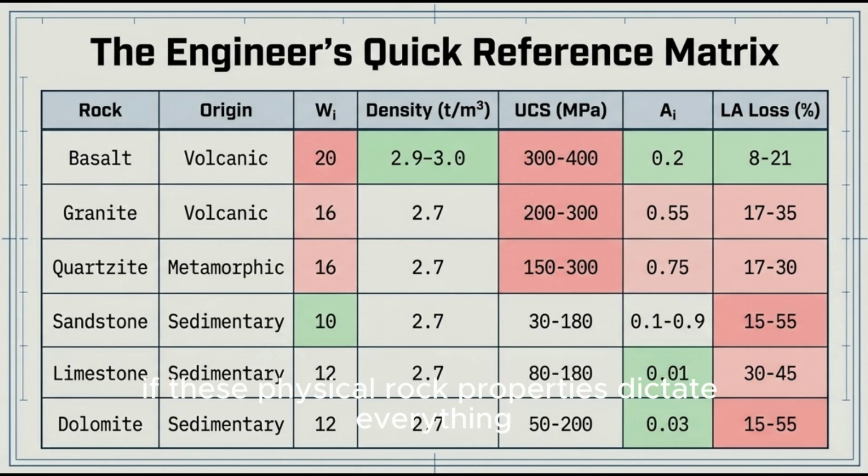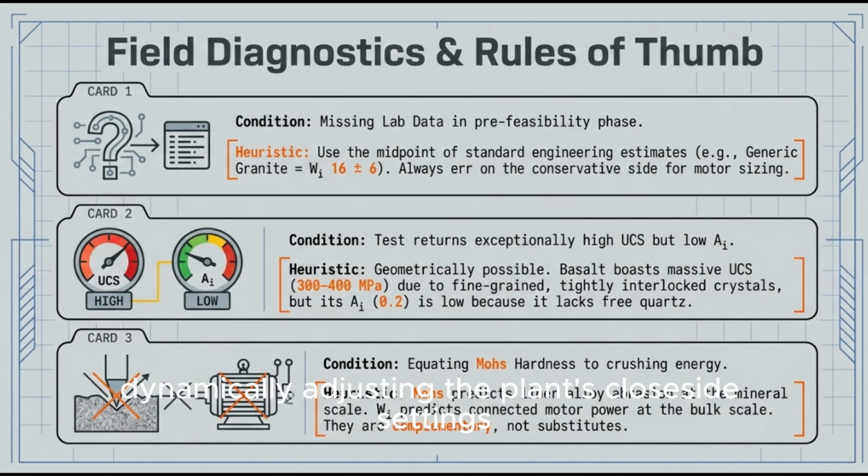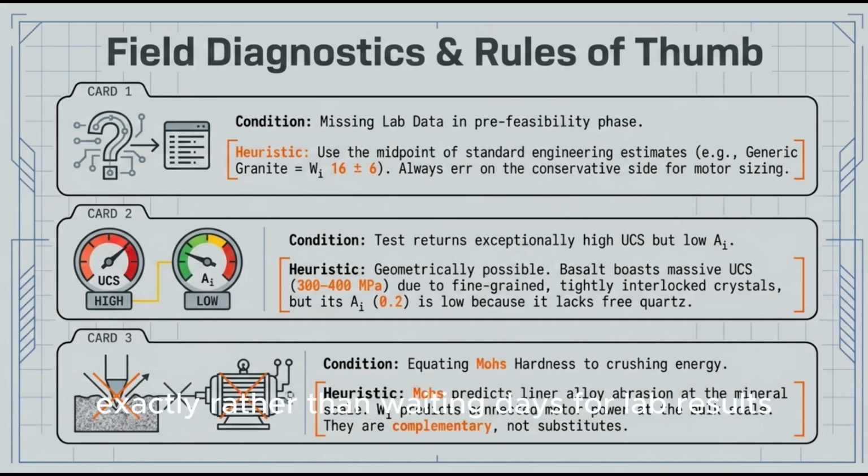If these physical rock properties dictate everything from motor sizing to maintenance schedules, how long until we see real-time AI sensors mounted directly on crushers? Oh, like dynamically adjusting the plant's close-side settings on the fly as the rock changes. Exactly. Rather than waiting days for lab results, the machine just adapts automatically. It's the logical next step for the industry.